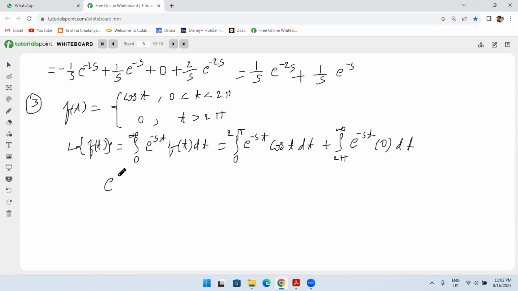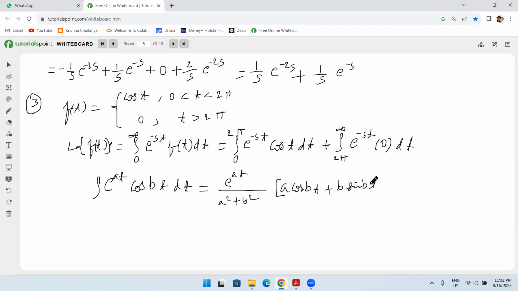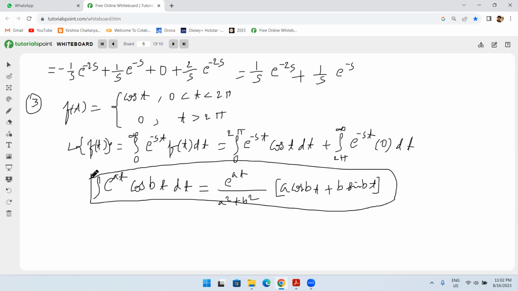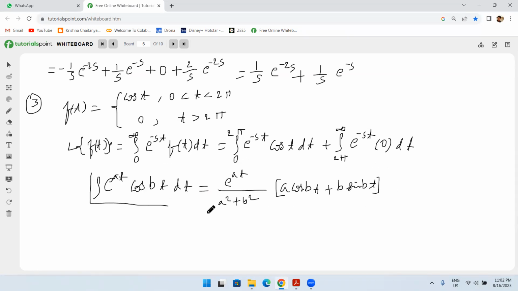I'll write here the formula for e power at cos bt. The integral of e power at cos bt dt is e power at by a square plus b square into a cos bt plus b sin bt. These are the formulas. We use this formula here.